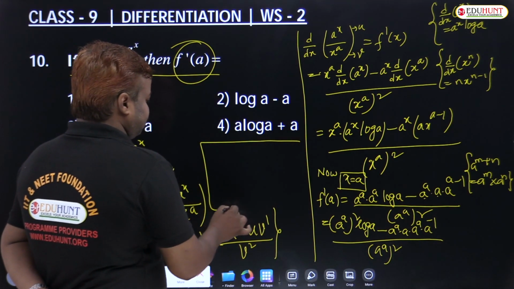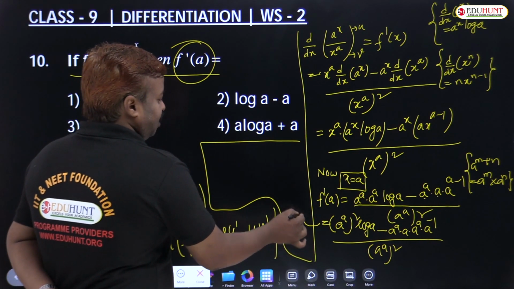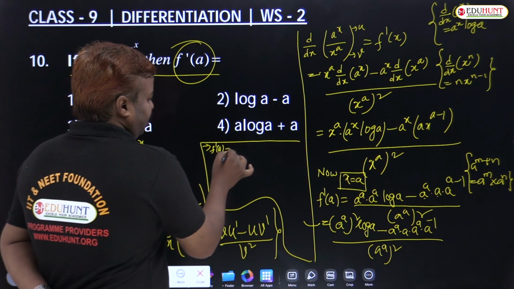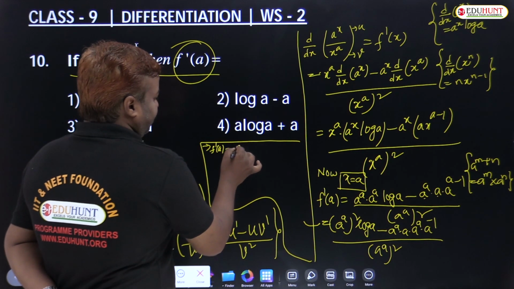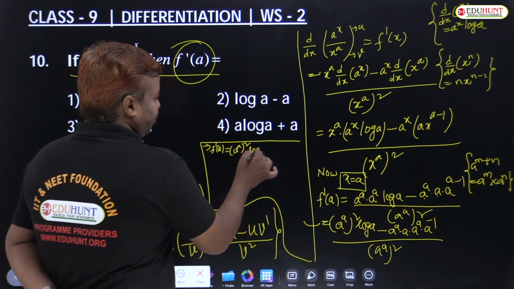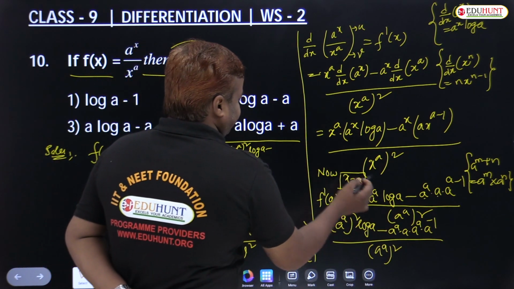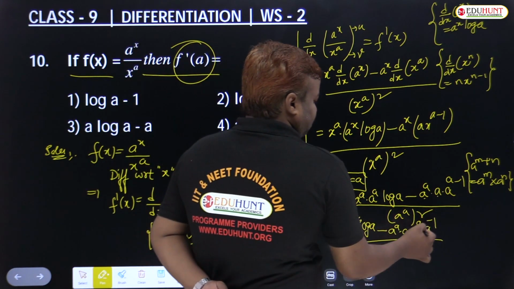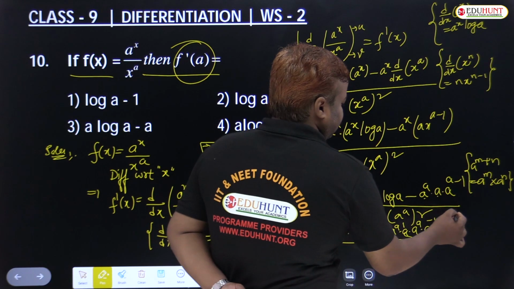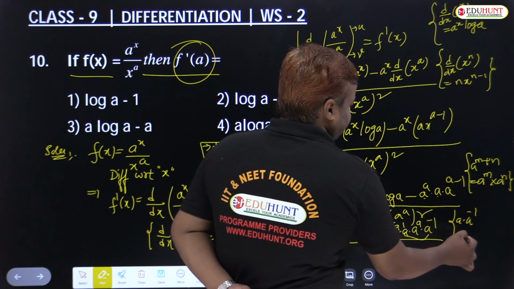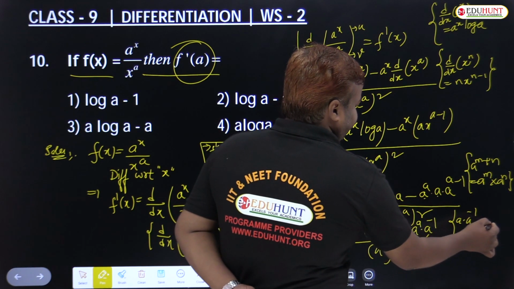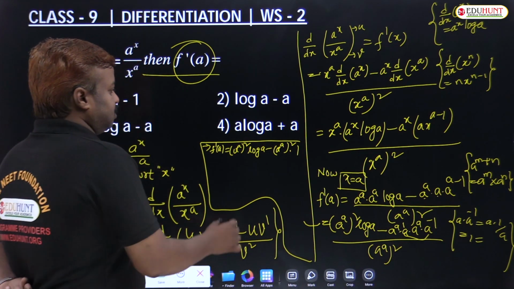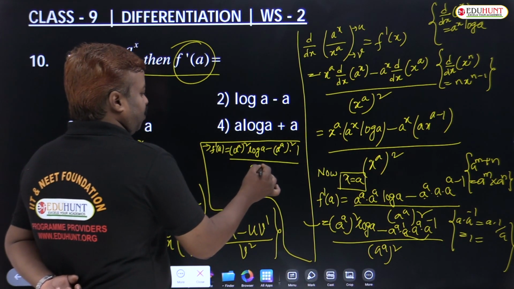So f dash of a is equal to a power a whole square log a minus again this a power a into a power a, a power a whole square into 1, a into a inverse. What is the value of a into a inverse? The value is 1, because a into 1 by a, you can write a into a inverse as a into 1 by a. So a into a inverse value is 1, divided by a power a whole square.